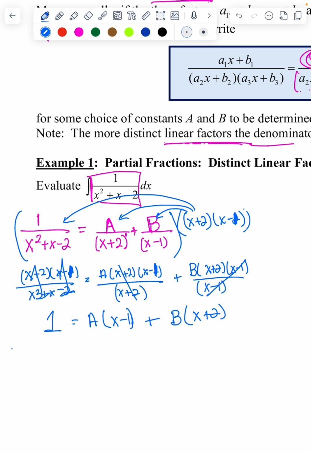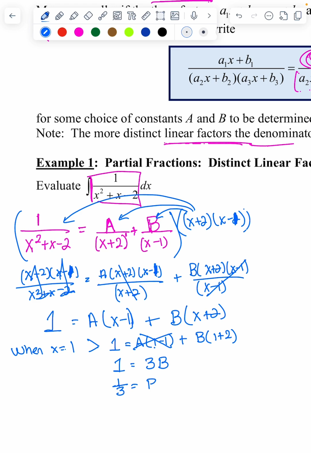When x is equal to 1, what do you notice happens? When x is equal to 1, I basically am able to eliminate A, because 1 minus 1 is 0. So 0 times A, that goes away. So when x equals 1, I'm able to solve for B. And B ends up being 1/3.